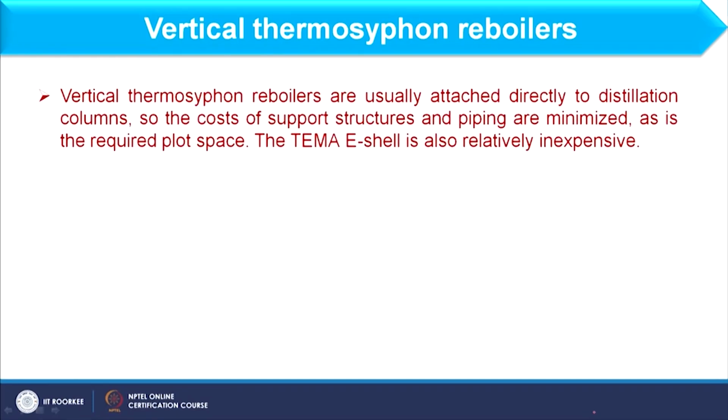Vertical thermosiphon reboilers are usually attached directly to the distillation column. So, the cost of support structure and piping is minimized, as is the required plot space. Usually this type of reboiler is attached to the distillation column, and we consider a TEMA E shell, which is relatively inexpensive.